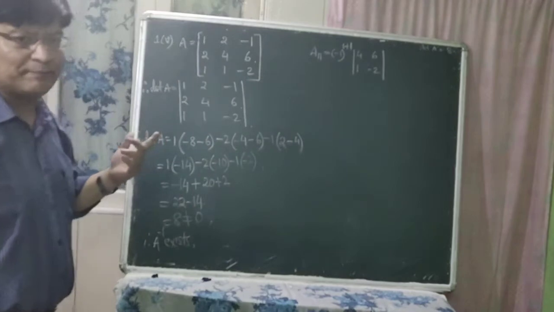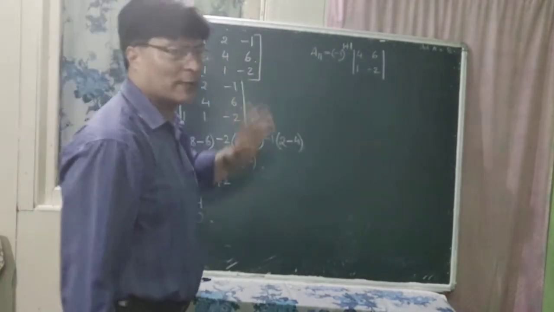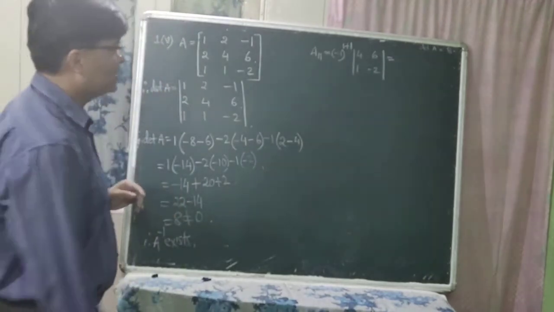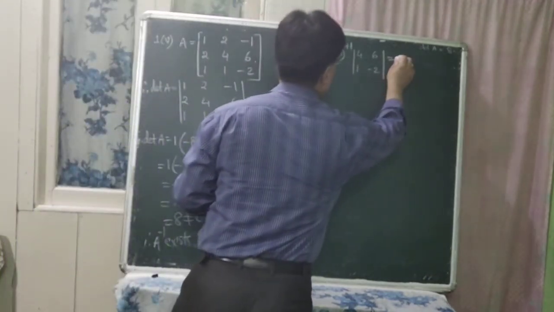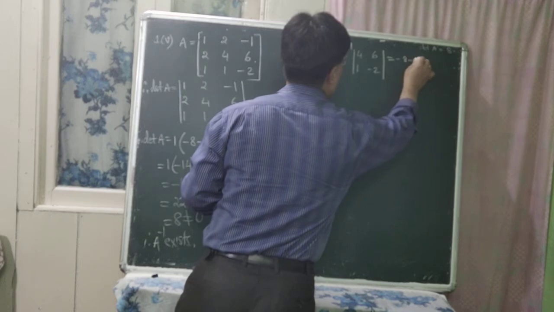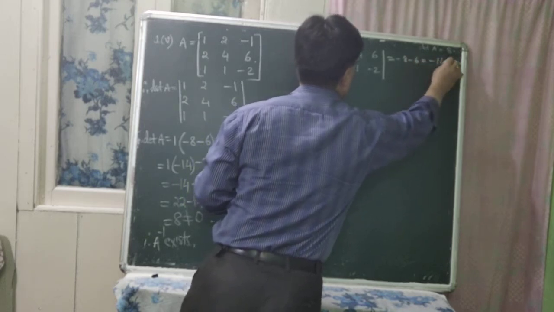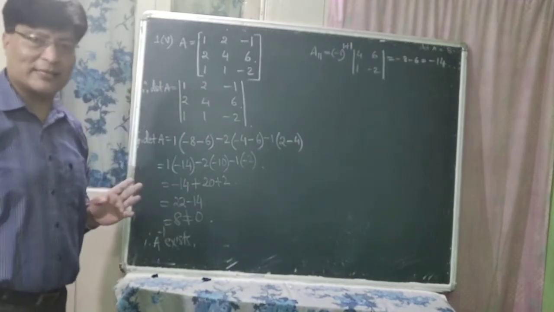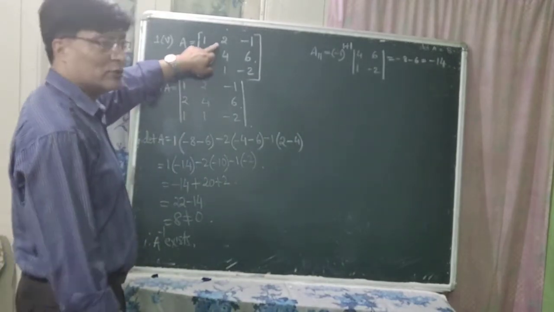Let us simplify it. What is minus 1 whole square? It is plus 1. So now you can cross multiply it here. You can expand it, isn't it? So 4 into minus 2, minus 8, minus 6 is equal to minus what? It is minus 8 minus 6, which is minus 14. Is that clear? Next we have to find out A12.